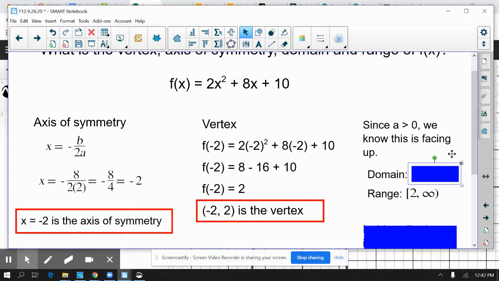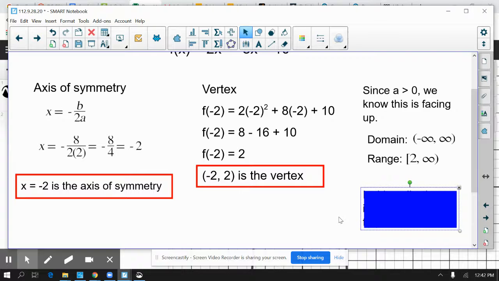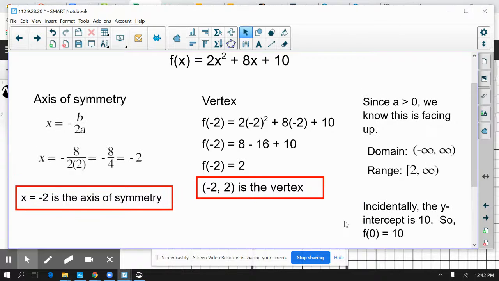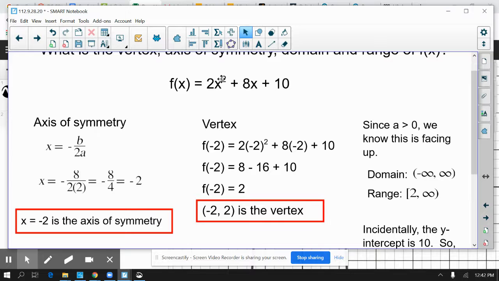The domain for all parabolas is all real. There's nothing stopping you from plugging in an x value. You're not dividing anything, so there's no threat of dividing by 0, and you're not taking the square root of anything, so there's no threat of taking the square root of a negative. So the domain here is all real. And incidentally, 10 is the y-intercept. That should always be flashing through your mind. If you plug in 0 for x, these two disappear, and all you're left with is 10. So the y-intercept is 10 here.